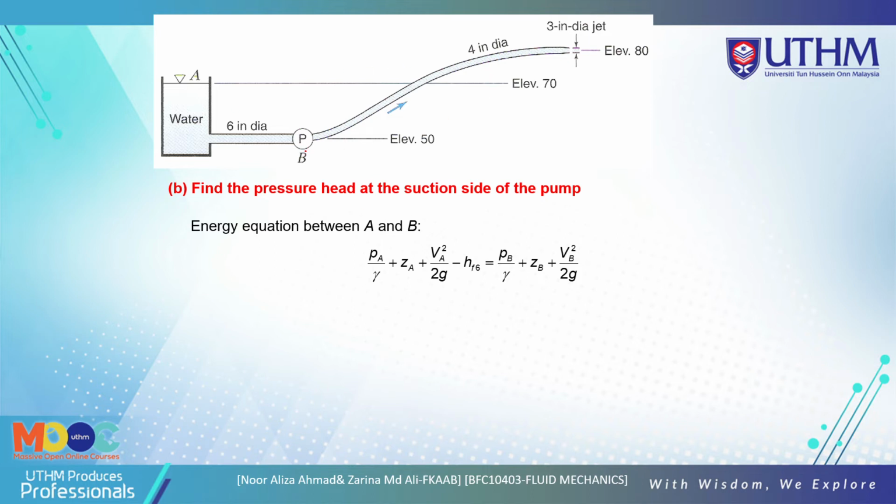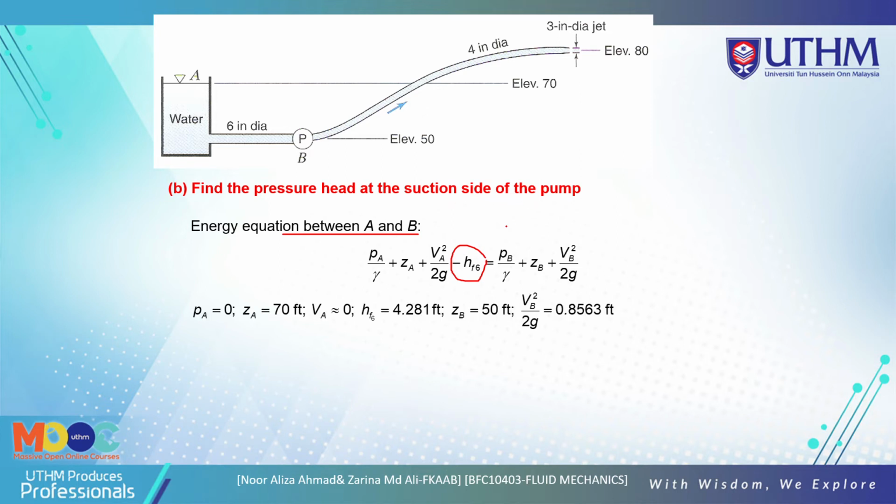Okay, B is at the P here, at the pump here. So energy equation between A and B. So you use the Bernoulli equation here, must include the pump here. So find the pressure head at the suction side of the pump.